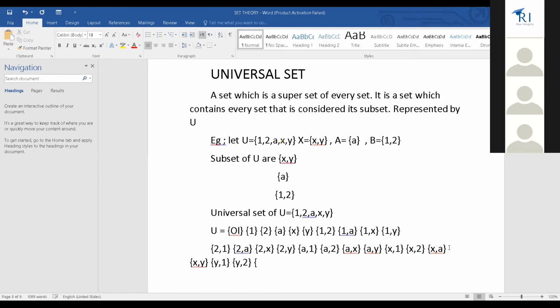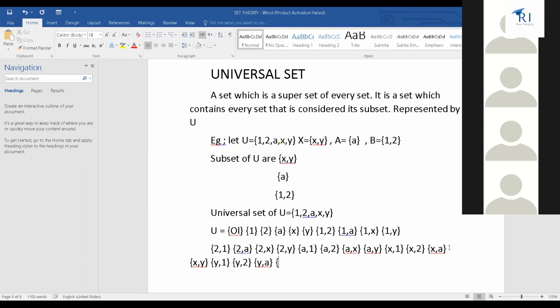Okay, I'll just check. I think it's 2 raised to the power n minus 1 for proper subsets. Improper is only one set. Yeah, right.